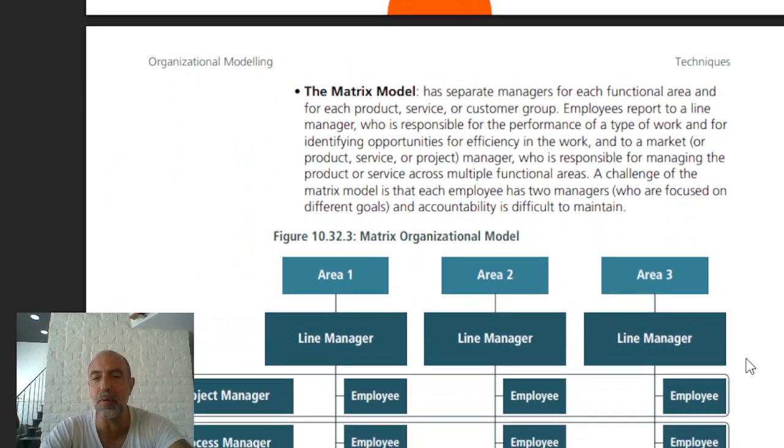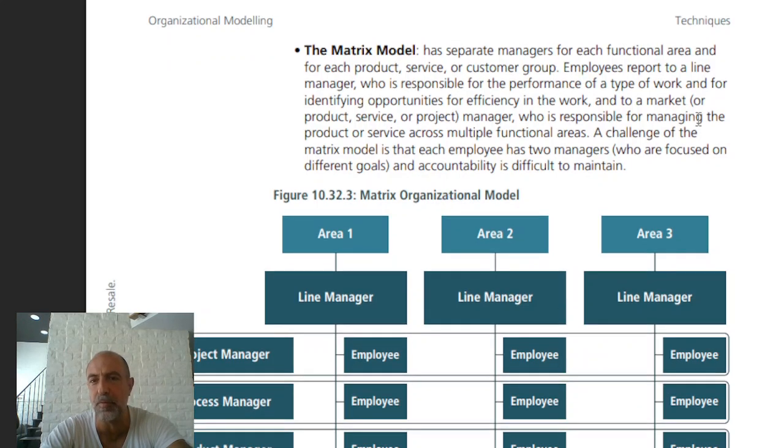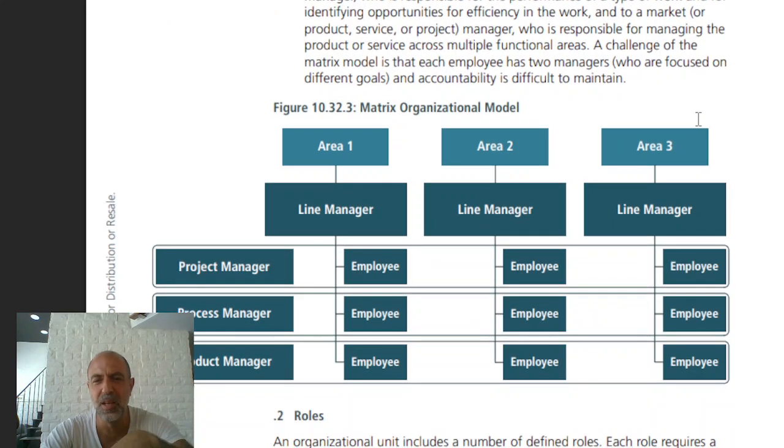Matrix model has separate managers for each functional area and for each product, service, customer group. Employees report to a line manager who is responsible for the performance of a type of work and for identifying opportunities and efficiencies. Line manager, project manager, employee, line manager, area 2, area 3. I don't get it. Also, every 3 employees basically has like every project. Okay, so I get it.